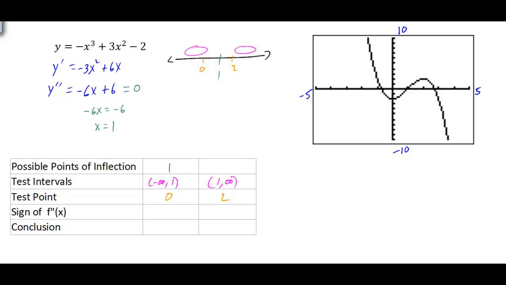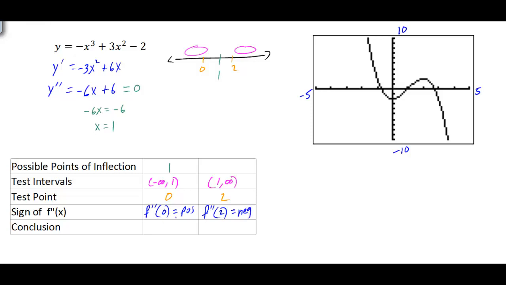Now we're going to take these points and evaluate them in the second derivative. So we plug 0 in for the second derivative, which is negative 6x plus 6, and when we plug in a 0, it turns out to be positive. If we evaluate the second derivative at 2, we end up with negative 12 plus 6, so that's going to be negative.